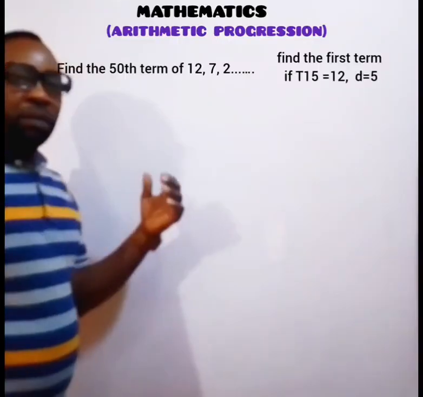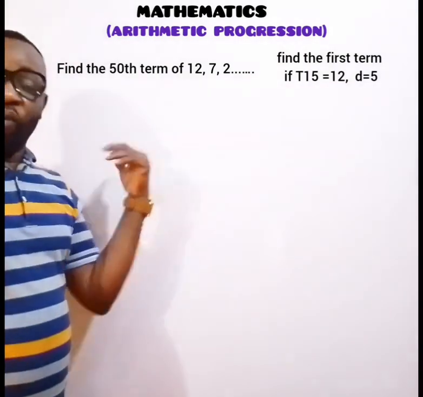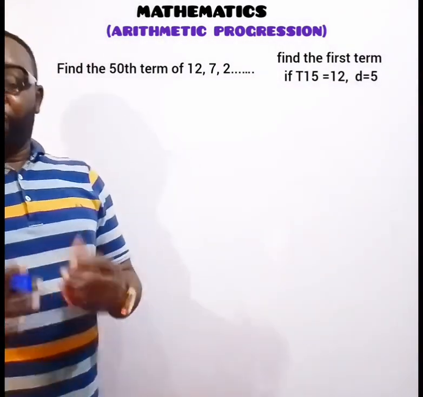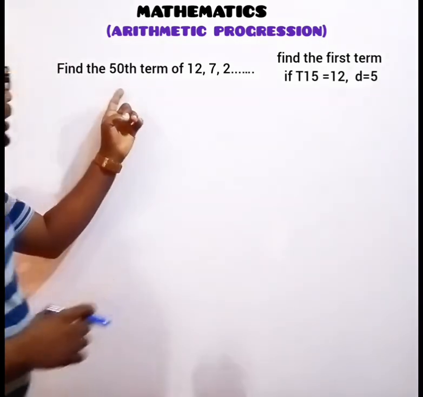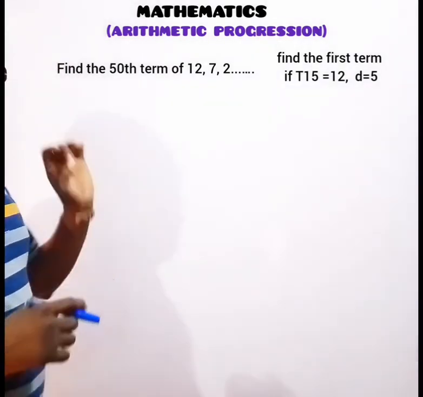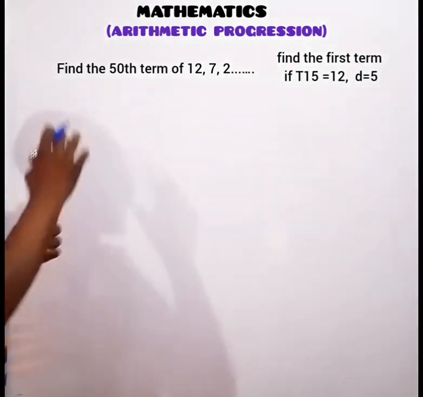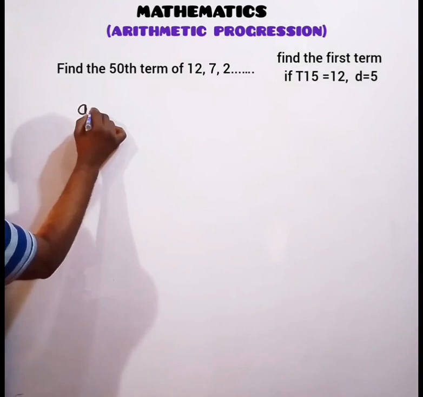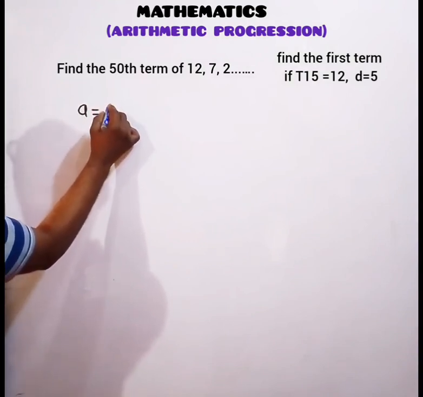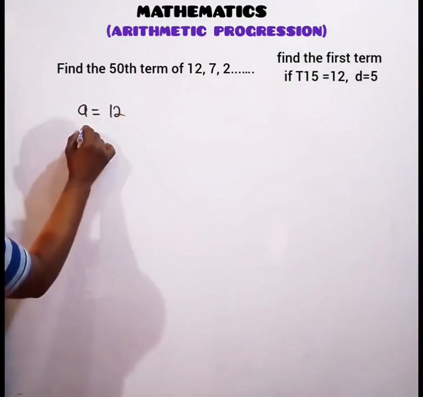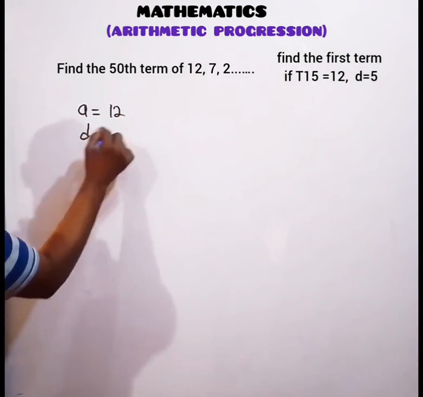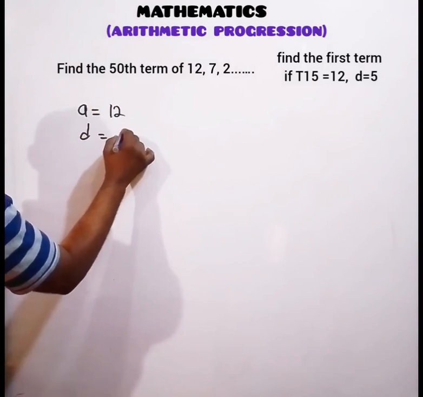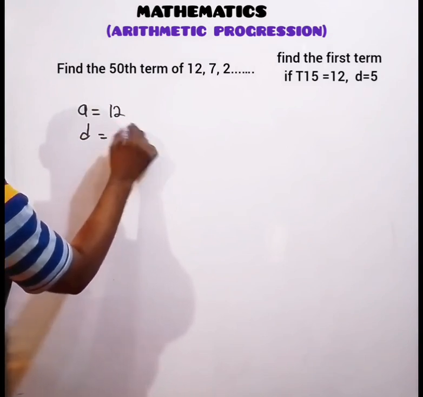Stay tuned. Now, according to the question we have here, the first question asks us to find the 50th term of this arithmetic progression expression. Now, let's write out the parameters as we have them here. The first term, which is A, is equal to 12, and D is equal to, I can look at my D from what I have here, as my second term minus first term.